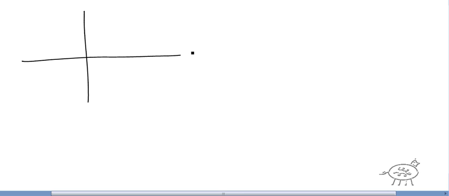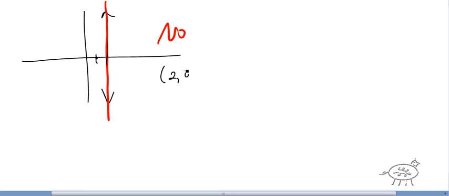Here's another one. How about a vertical line? Is that a function? Well, no, it's not, because if I do the vertical line test, it's actually right on top of that line. Okay, so that one's no. And if you think about that, these points, if I would plot a bunch of these points here, well, this is (2, 0). If I go up here, it's (2, 1), (2, 2). So you can see that the x values are being repeated each time.